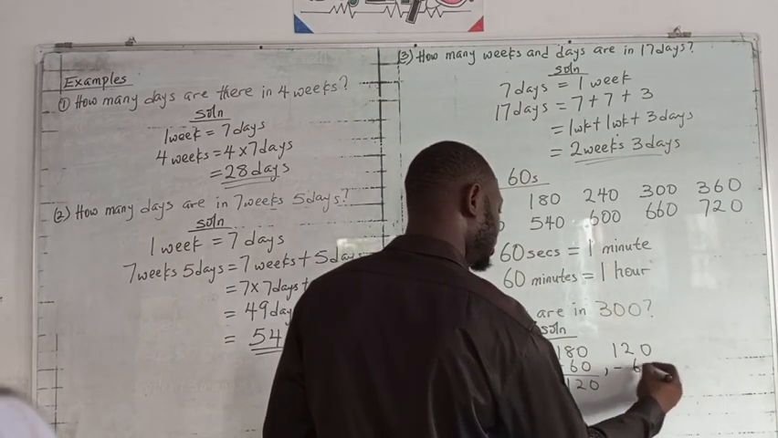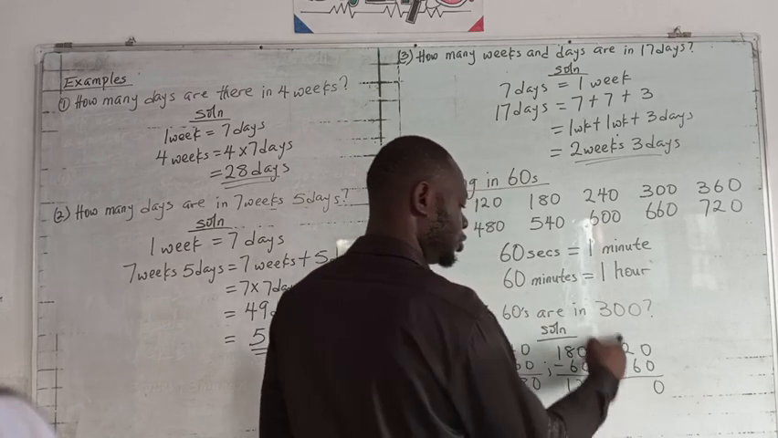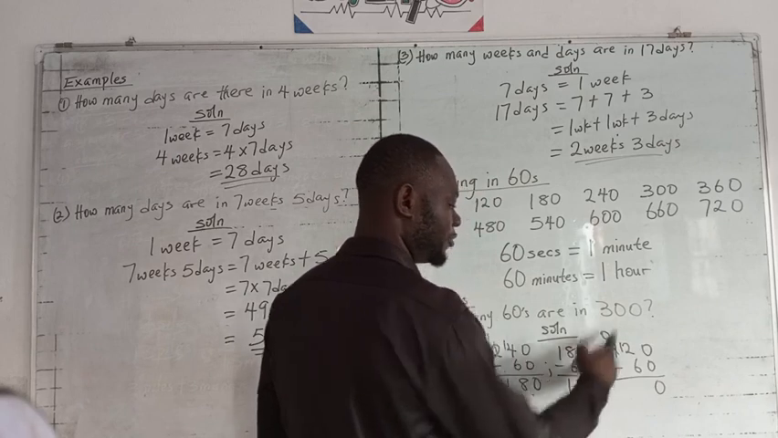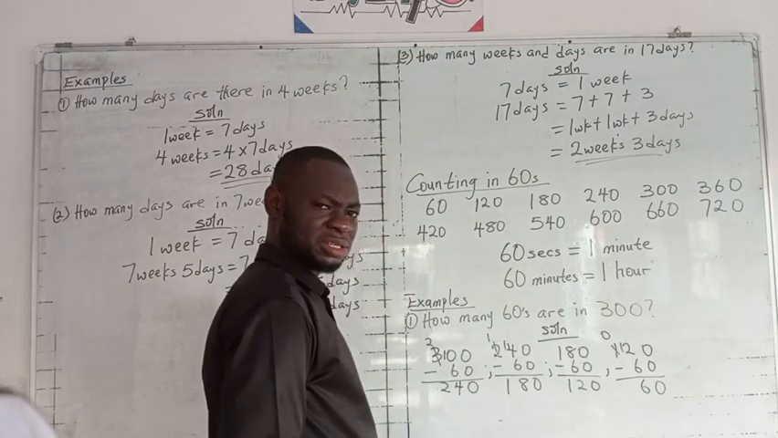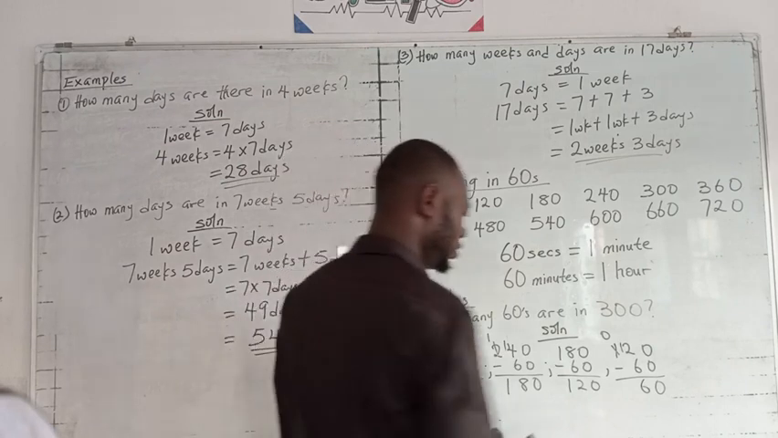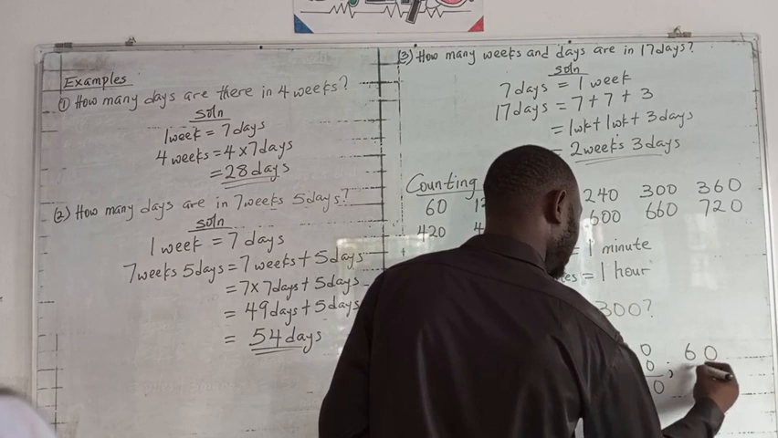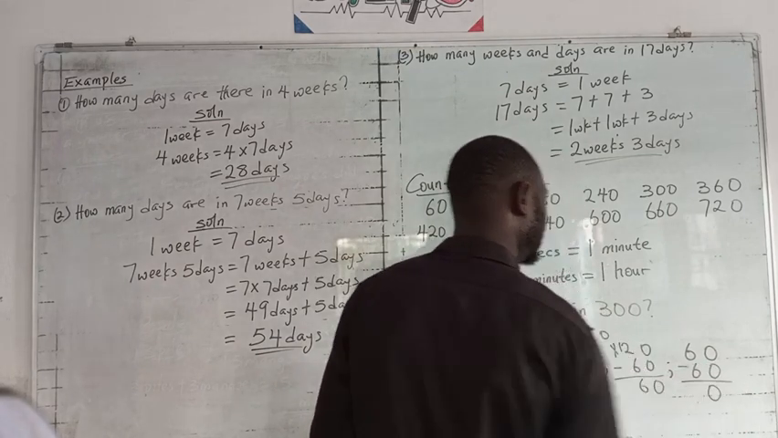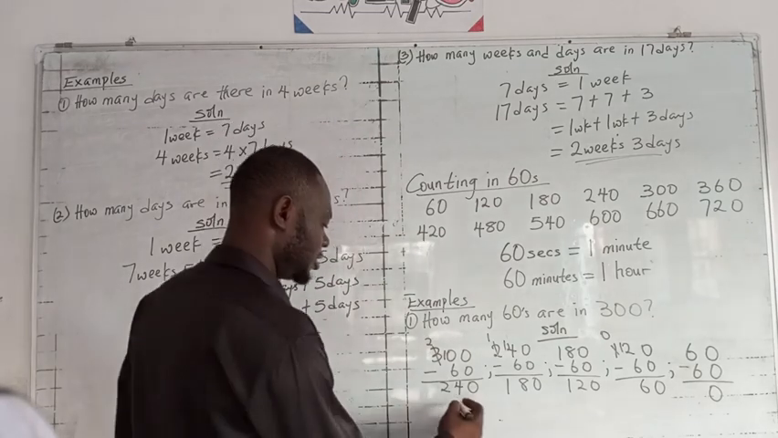120 minus 60. Let's go. 0 minus 0, 0. 2 minus 6 cannot go. Borrow 1. 0 remains. 12. 12 minus 6, 6. Can 60 minus 6? Yes, it can. So we go again. 60 minus 60. And 60 minus 60 is what? 0.